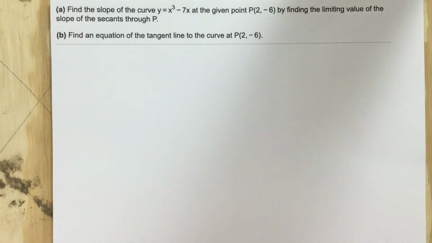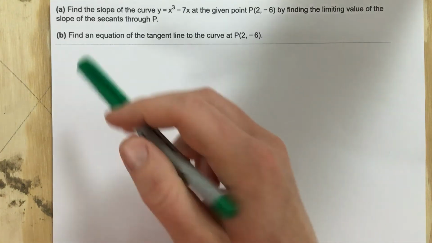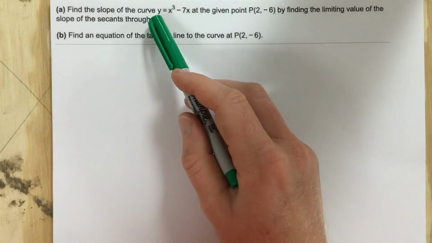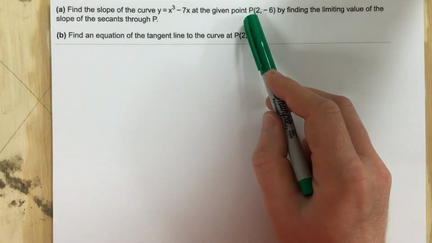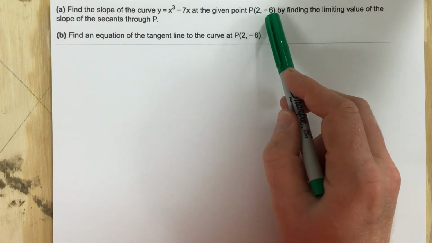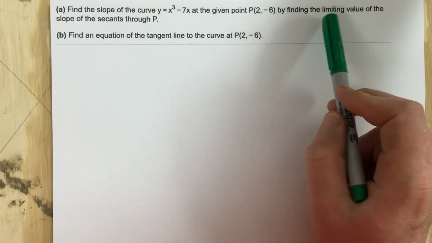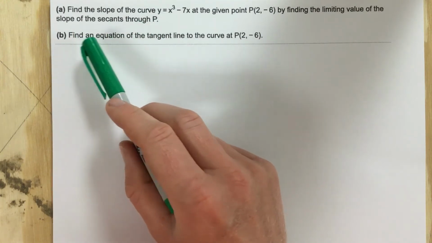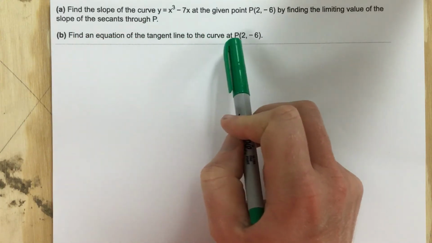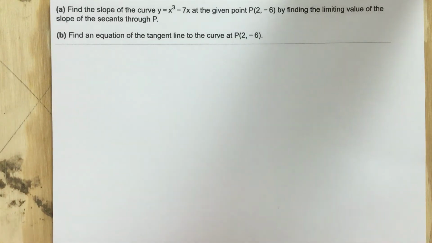This is problem number 2 for assessment number 5. And this problem says, find the slope of the curve y equals x cubed minus 7x at the given point P, 2 comma negative 6, by finding the limiting value of the slope of secants through P. Find an equation of the tangent line to the curve at P, 2 comma negative 6.